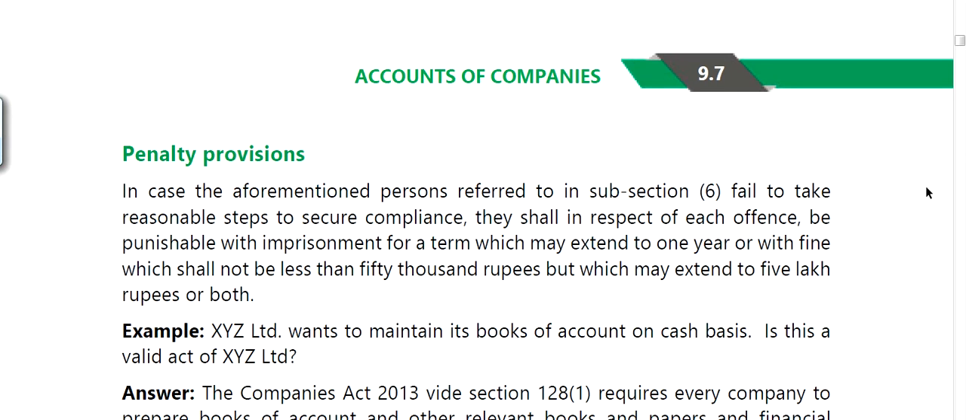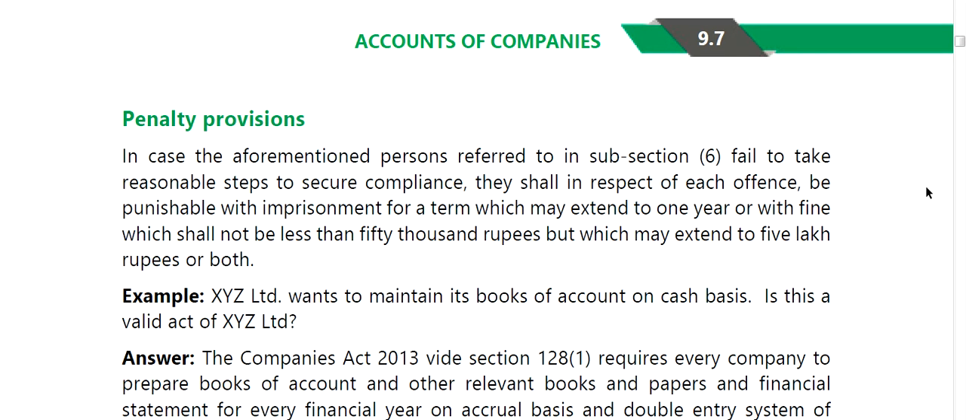Penalty: if the aforementioned persons fail to take reasonable steps to secure compliance, they shall in respect of each offence be punishable with imprisonment for a term which may extend to 1 year, or with a fine which shall not be less than 50,000 rupees but which may extend to 5 lakh rupees, or both.